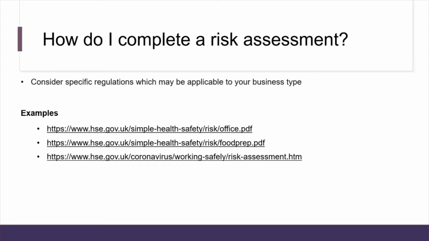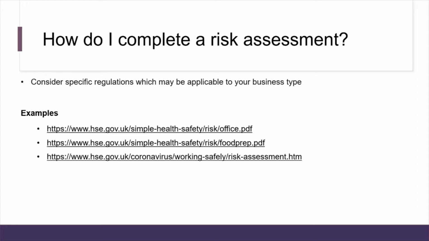Now, what is really important when undertaking your risk assessments is to remember to consider specific regulations which may be applicable to your business. For example, COSHH regulations, gas safety, asbestos, public health regulations, and also approved codes of practice and/or guidelines for the nation that you are in.